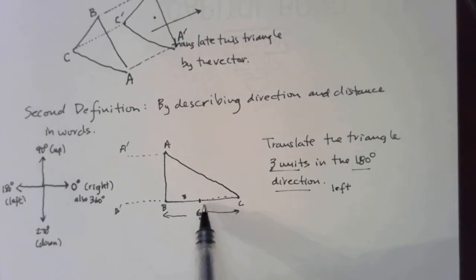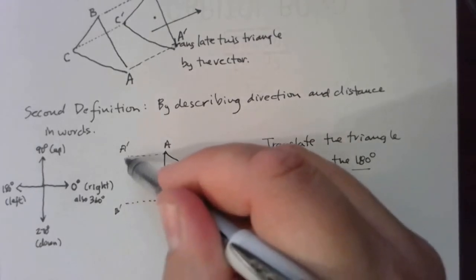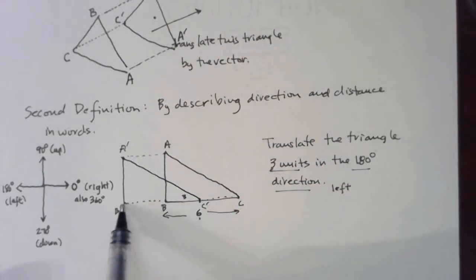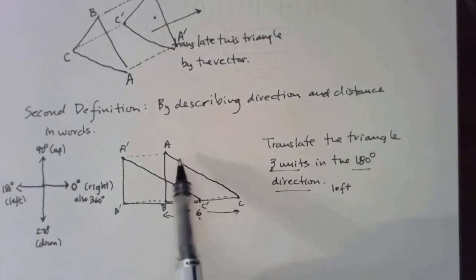Notice C prime ends up being on the triangle again. That's fine. There's nothing wrong with that. So we connect the dots. And there's the image triangle A prime, B prime, C prime. There's the original. It's moved over 3 units to the left, and there's the image triangle.